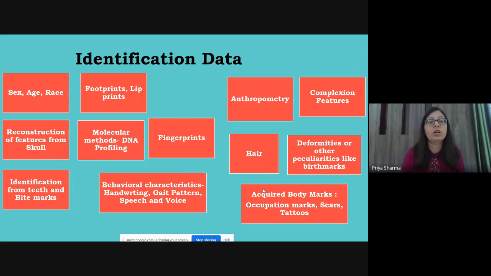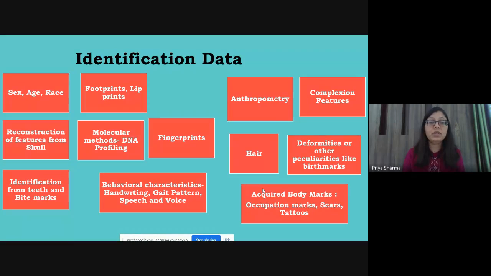Then if we have found a skull, like in the last month there was one webinar on facial reconstruction. From this skull we can reconstruct the facial features and we can predict the identity of that person. Similarly, in case of mass disasters, teeth are the strongest part, so they don't get destroyed that easily. So from the teeth, we can establish the identity. If we have found any evidence at the crime scene with bite marks, from the bite marks as well, we can establish the identity.